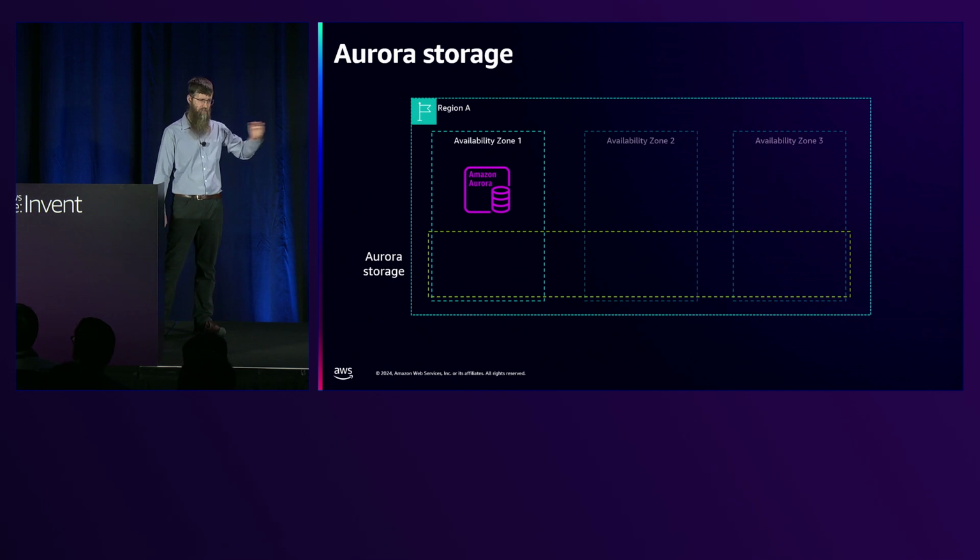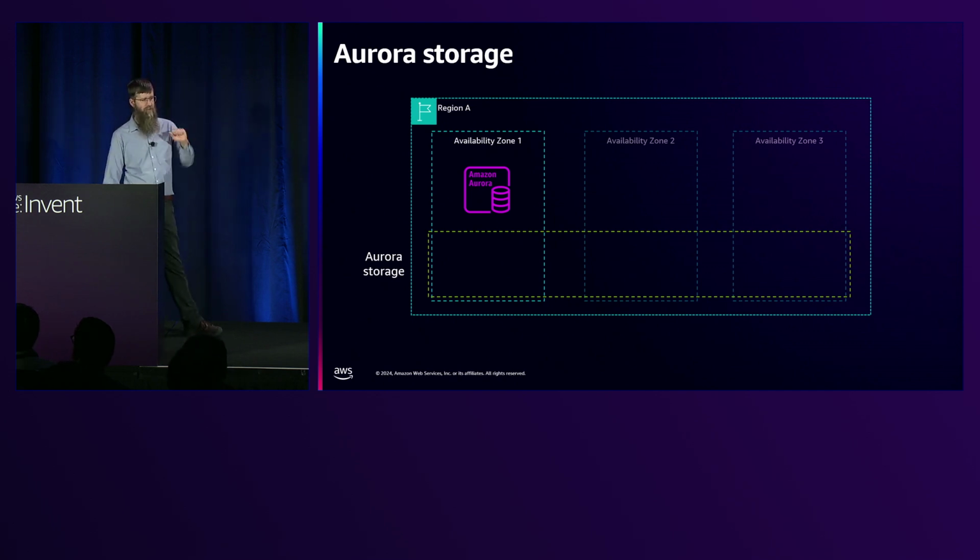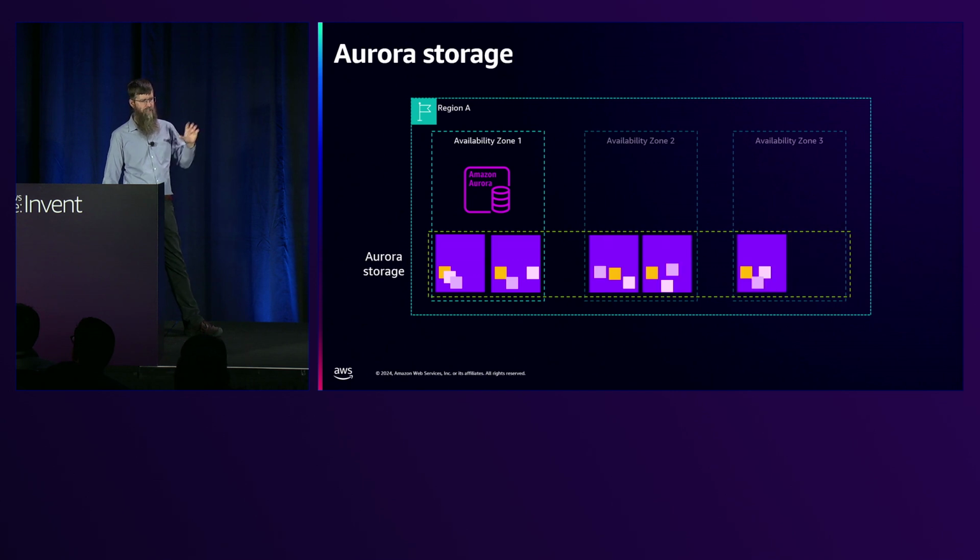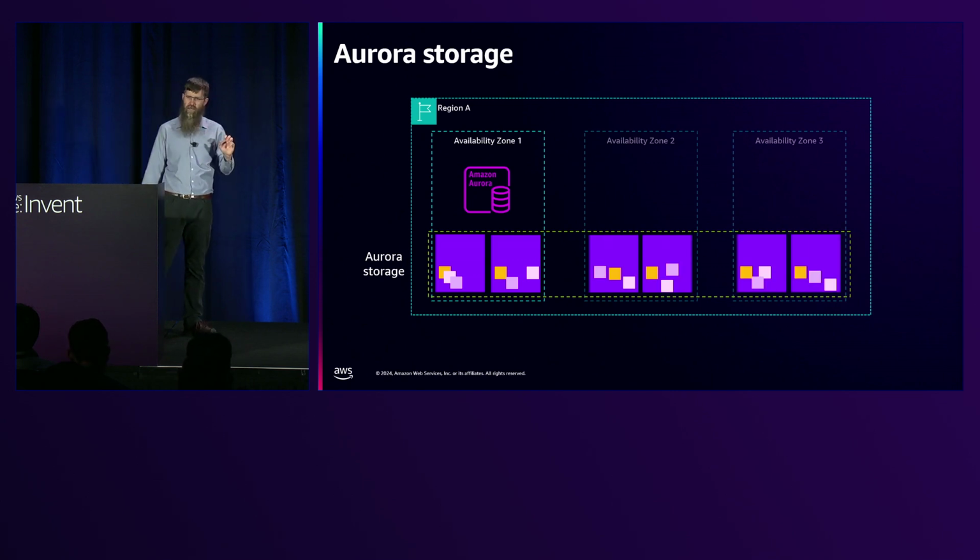It's down in that bottom Aurora storage green box at the bottom there. You can see it's spread across 3 availability zones. It's made up of a large number of storage nodes. Here I've just got 6 because I can't draw that well, but there's a whole bunch of them in each availability zone. The little coloured boxes indicate other people's data. These are multi-tenant storage nodes. It's a multi-tenant storage fleet.